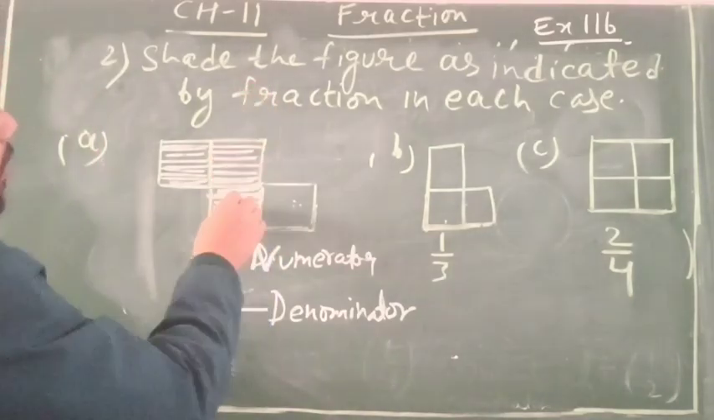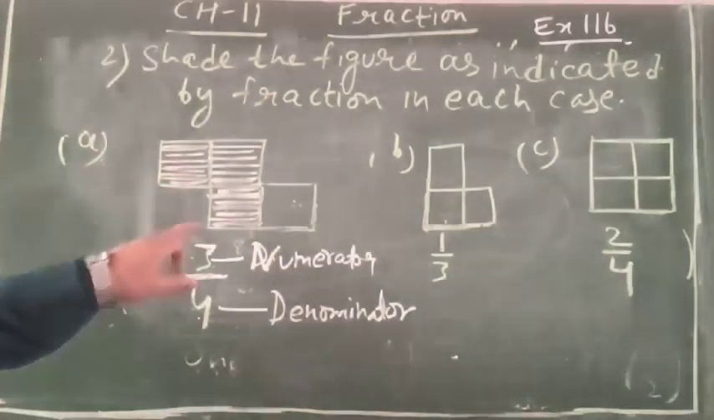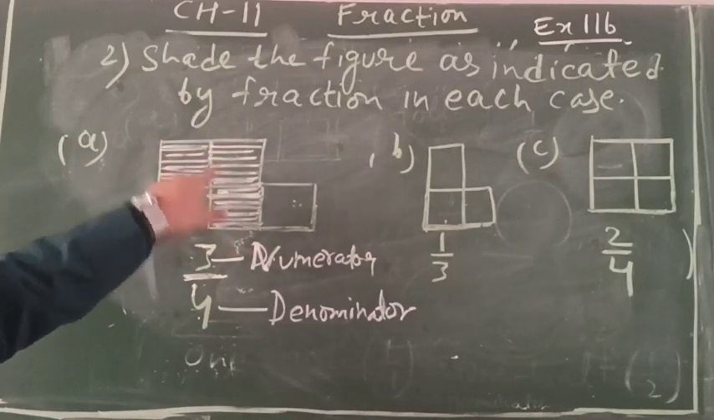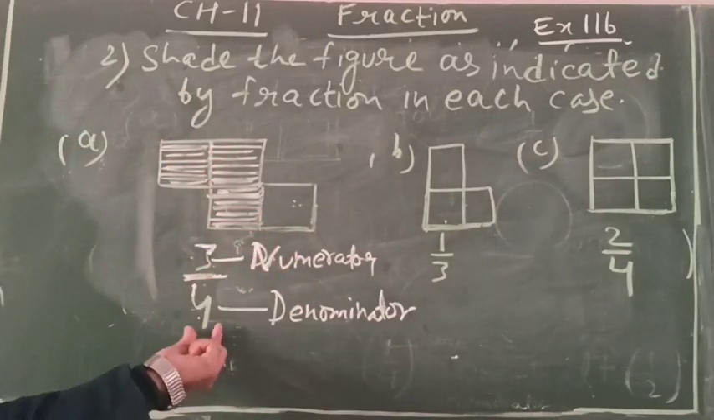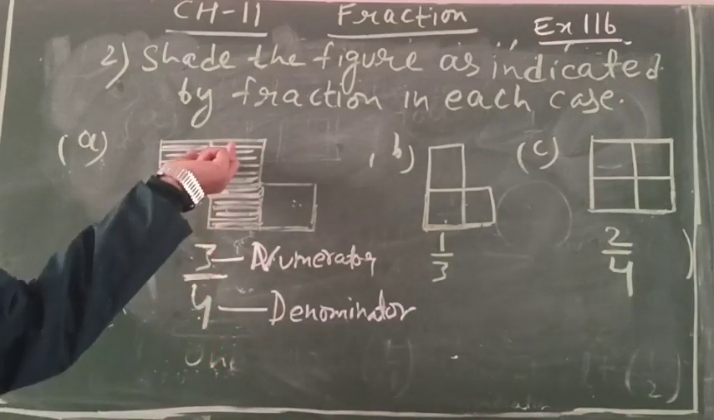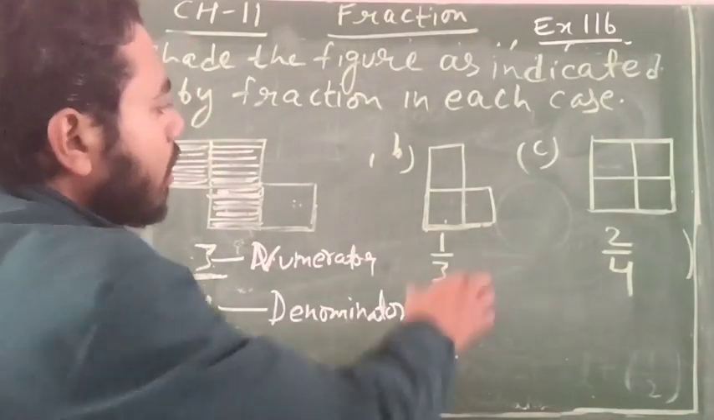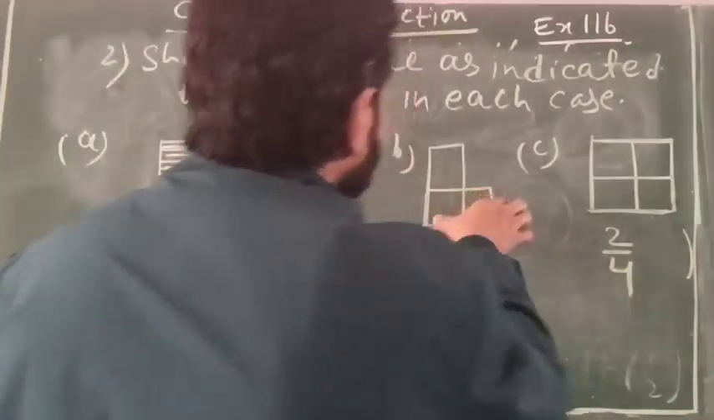You have to set the 3 parts. So for 3 by 4, 1, 2, 3 parts, we have set the 3 parts. So here is the representation of 3 by 4. The figure is representing 3 by 4. Now comes 1 by 3.